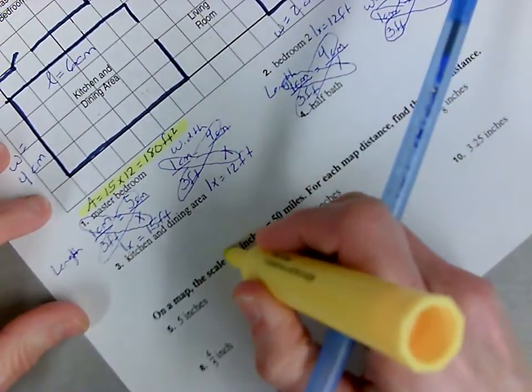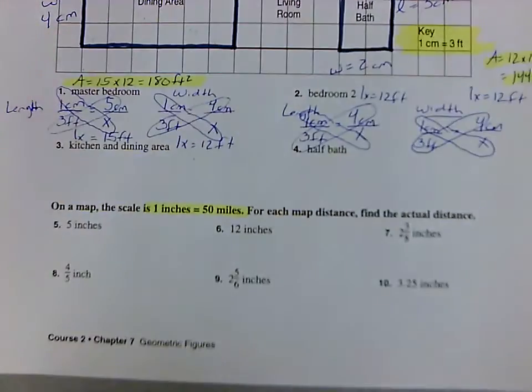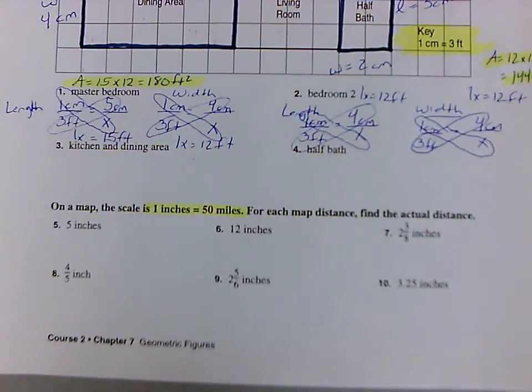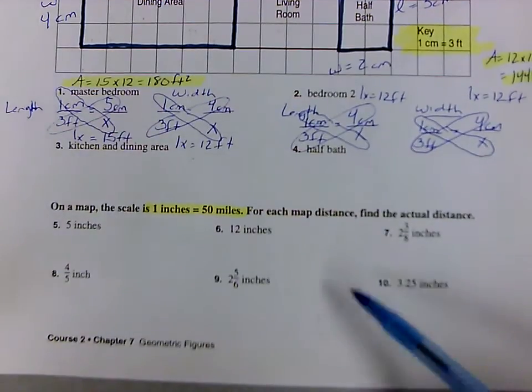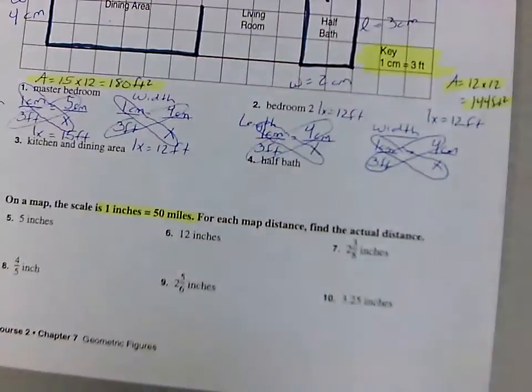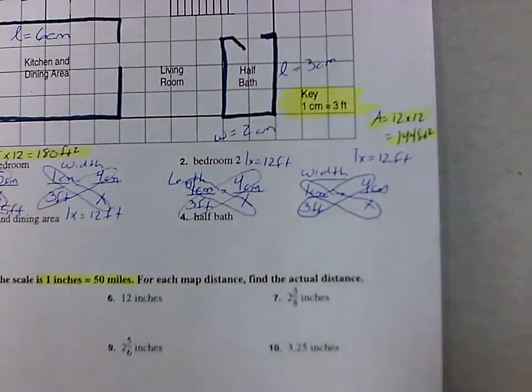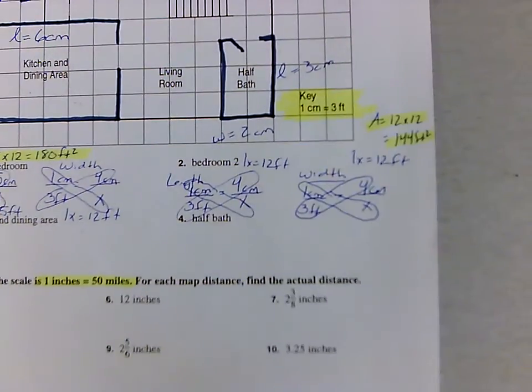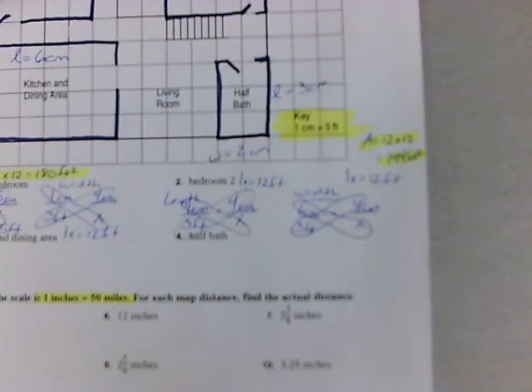So right here, it tells you what the scale is. 1 inch is 50 miles for all of these 6 remaining problems here. You're going to find the actual distance. Now, there are some decimals on these. And so with the decimals, trying to make this a little clearer.